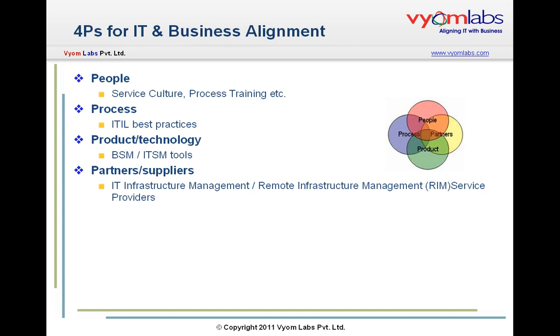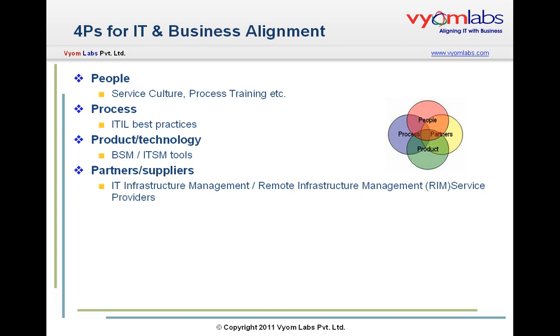Third is about the product and the technology. In this context, one should worry about BSM or ITSM tools, which help you automate certain aspects when you are putting the ITIL best practices in place. You definitely need some automation and software tools which will help you institutionalize the practices which you are going to have in your organization.